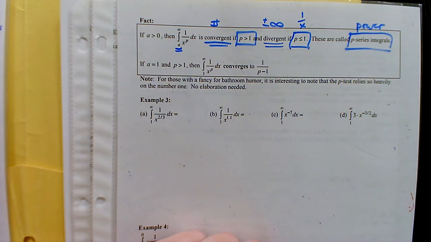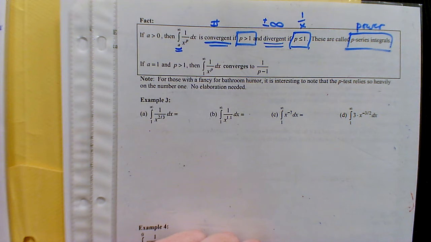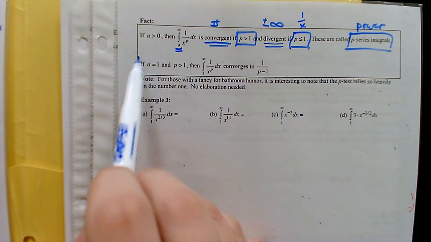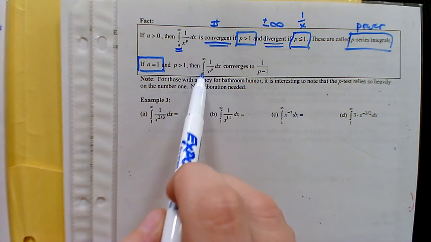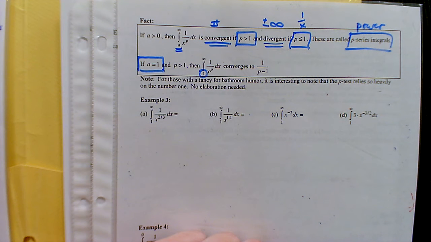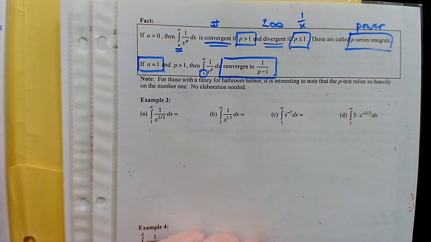Now, if the power is bigger than 1, and we know it converges, we actually have a way to determine what it converges to. What is that special area number? Now, what's a little bit more specific with this one is that your lower bound must be 1. You see how that's 1 versus the last one was a, it could be anything. If the lower bound is 1 and you have a p-series with a power greater than 1, you can automatically conclude that this is what it's going to converge to: 1 over p minus 1.